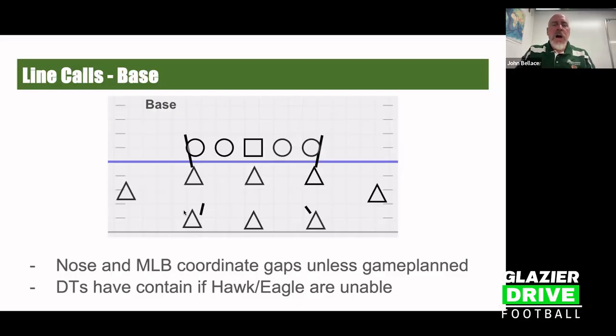I mentioned that sometimes the C gap player is going to have contain. That's going to depend on what's happening out here. So if these guys are in coverage, if they're in man coverage, for example, they can't do that and contain. So at that point, your C gap player has to be your contain guy. So in this case, it would be your defensive ends or your tackles.